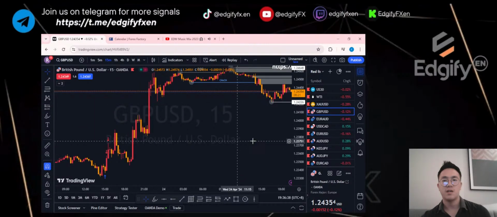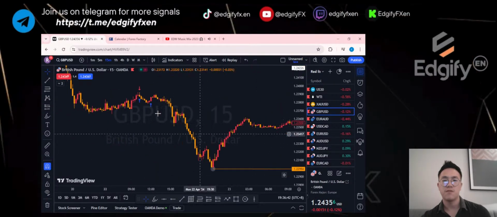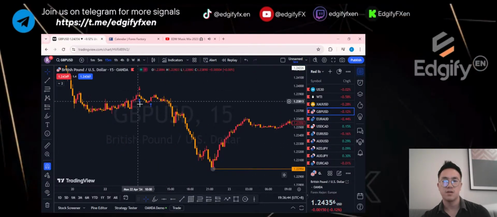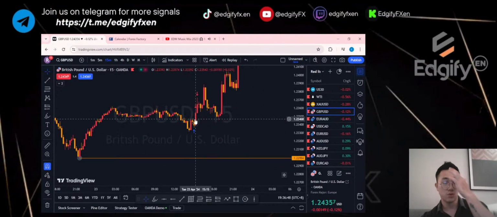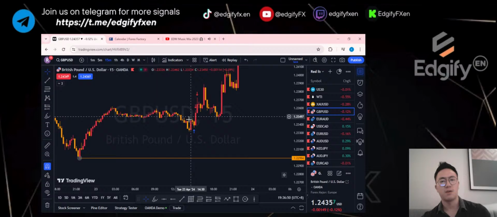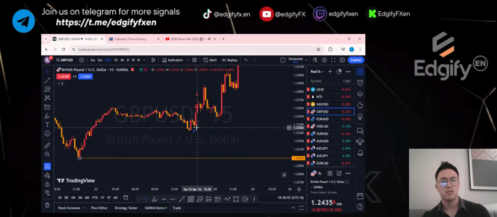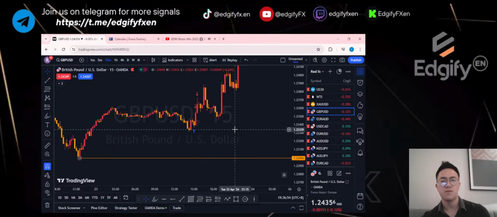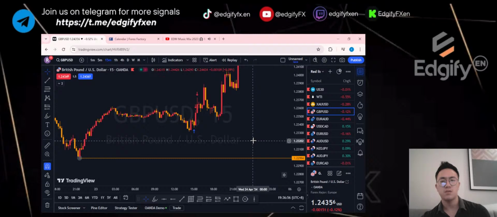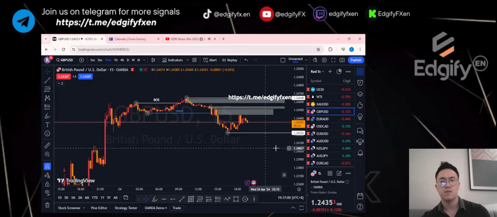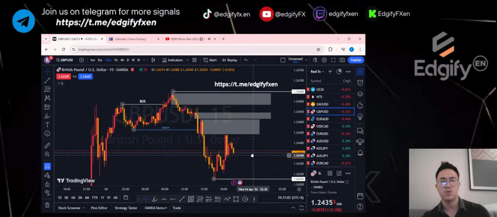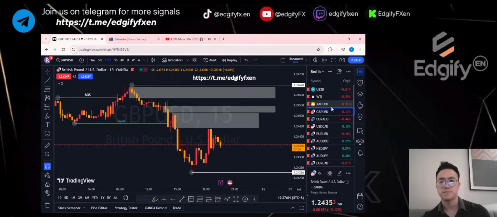Like yesterday, GBP USD, I called it here. The day before, I called it here, a very minor profit, but it hit BE before the dump. This one took about 45 minutes to an hour to hit the full TP. So if you can do that, then definitely you are improving.